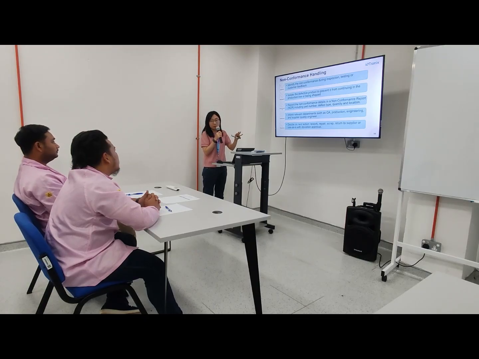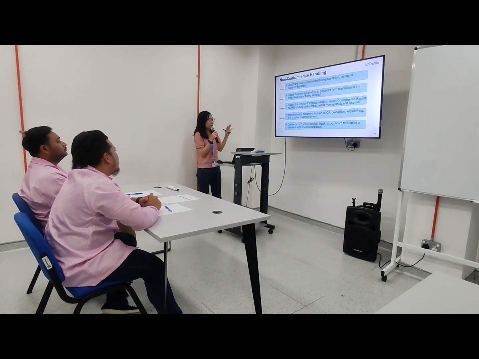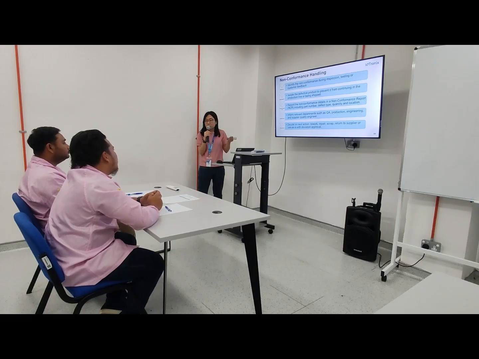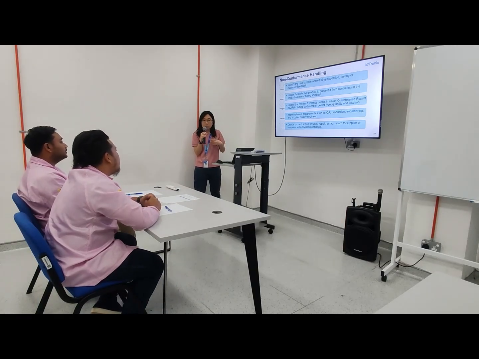Segregate means we isolate the defective part and then to prevent it from continuing to the next process or being shipped out to customer. Then is documentation, means we record the non-conformance details inside the non-conforming report, including all the details of part number, what's the defect, what's the quantity, what's the type of defect, the location, very detailed, and so on. Next, the notification will inform the relevant parties, for example, QA, production, engineering, or supplier quality engineer, SQE, if related to the incoming materials.